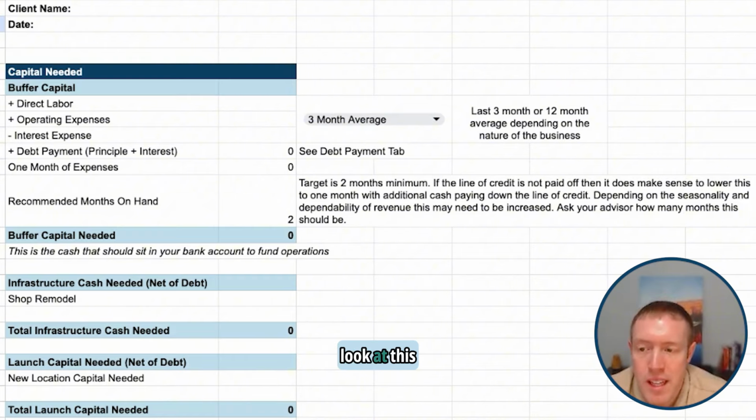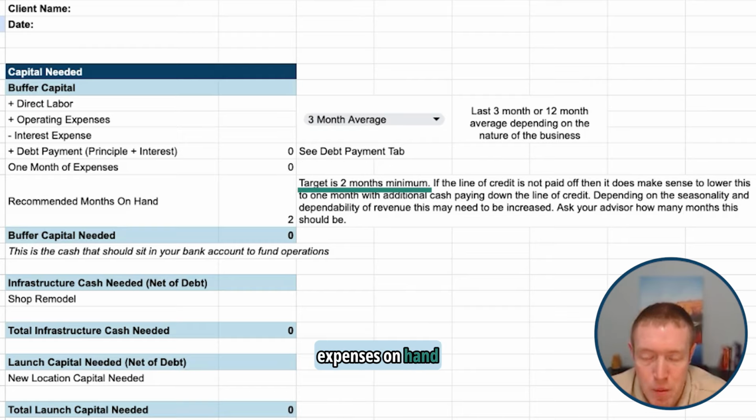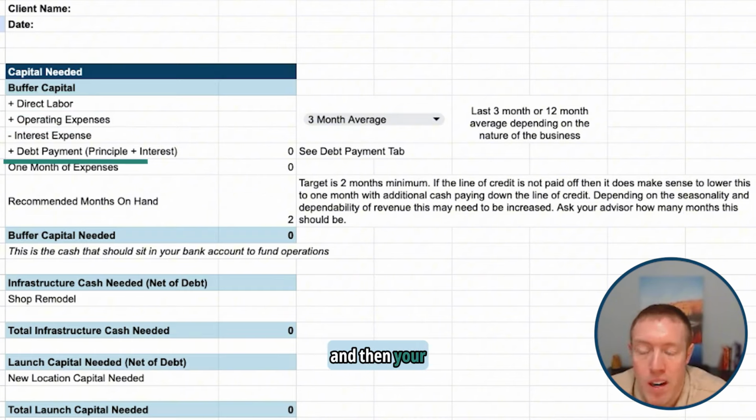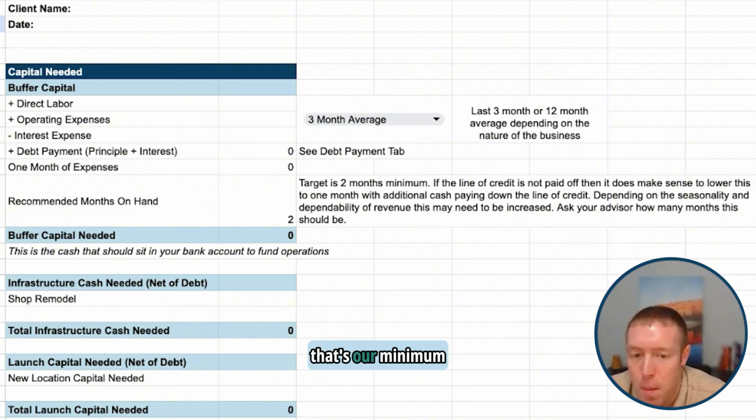As we look at this, we define buffer capital as basically 2 months of expenses on hand. When we think of those expenses, we're looking at your direct labor, your operating expenses, and then your debt payments. Typically operating expenses include some interest expense, so we back that out in our buffer capital calculation. We are essentially looking at 2 months of operating expense plus labor plus debt. That's our minimum, and that is typically with the line of credit paid off.